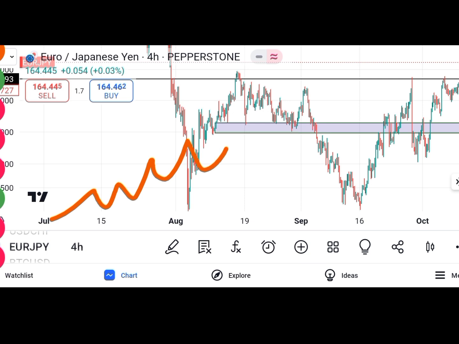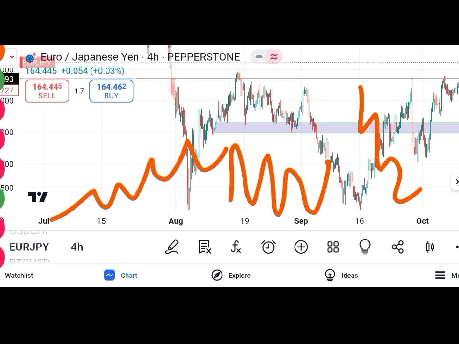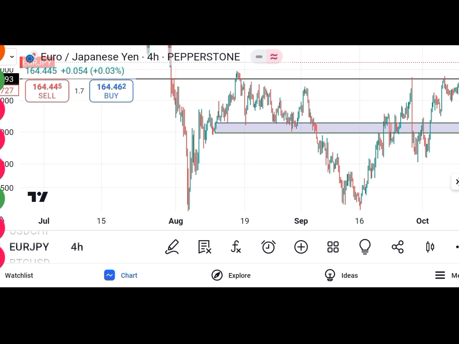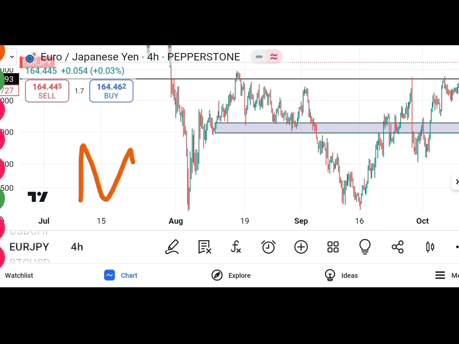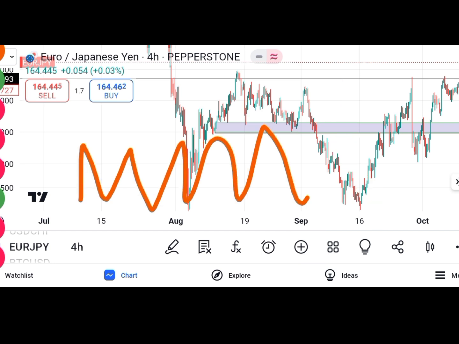Okay, we have a downtrend, and we have a ranging market. These are the three phases of the market. When the market is in the trending phase, that is the uptrend or the downtrend, what do we usually use? We use the trend line. When it's trending, we use the trend line. When it's ranging, this is when we use support and resistance.